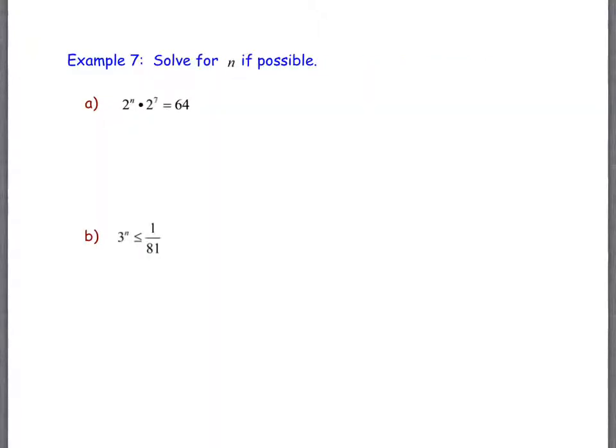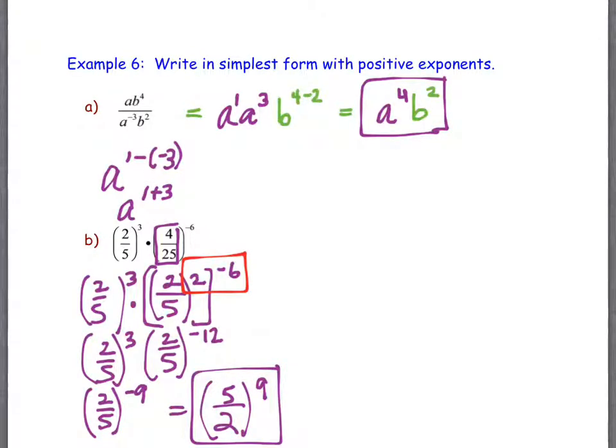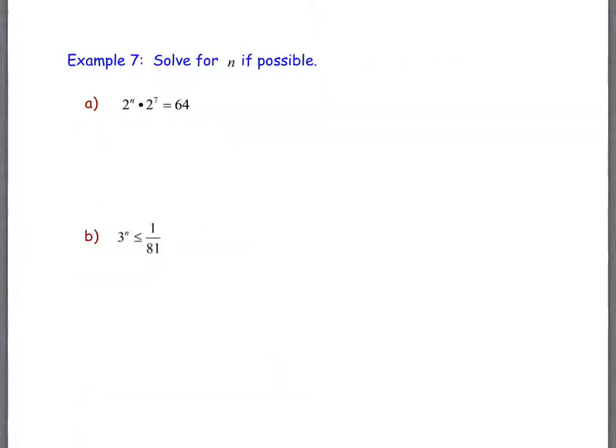So should we leave it as an improper fraction? Absolutely, yes. We really don't want to write this as 2.5 to the 9th. Not sure I've ever seen it left like that with a mixed number, so we'll leave it as an improper fraction. All right. These are a little different because they actually want us to solve an equation, right?